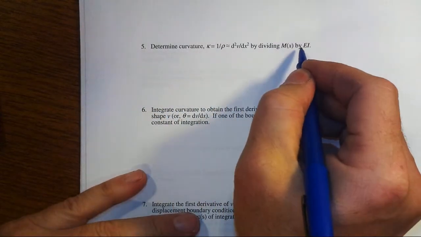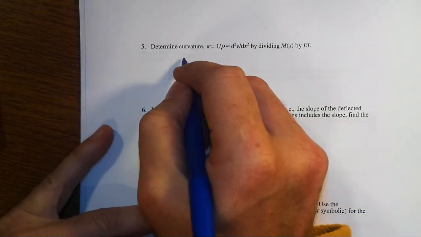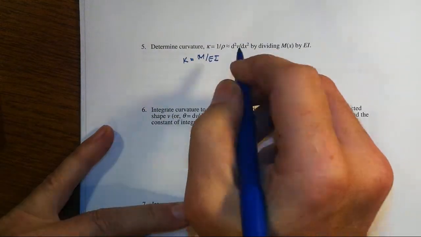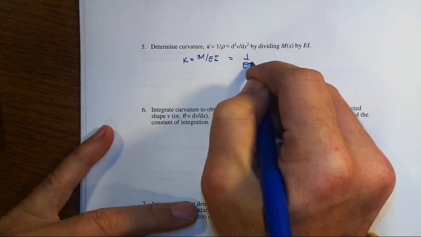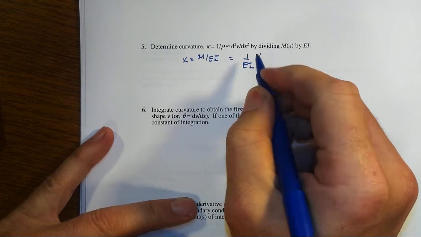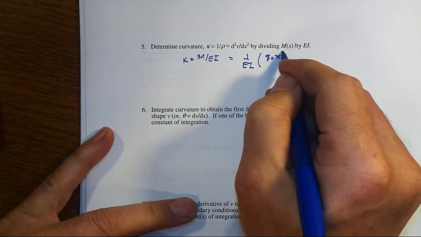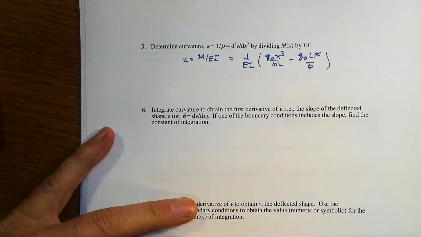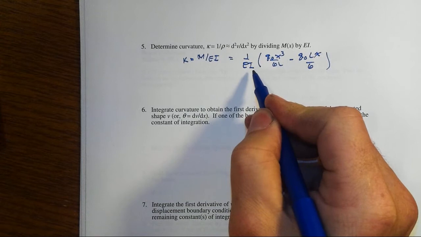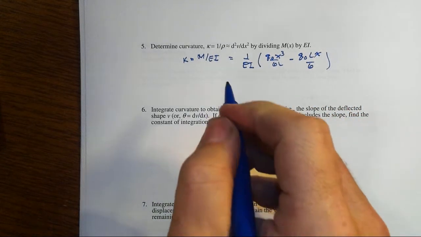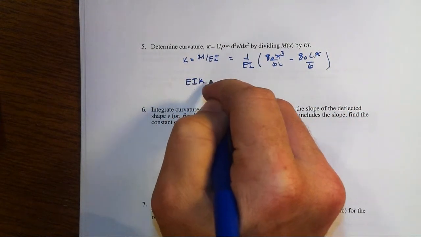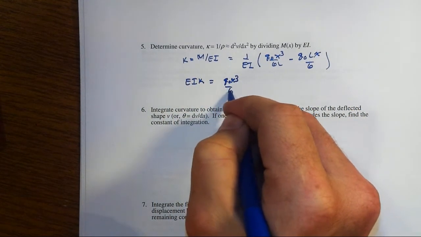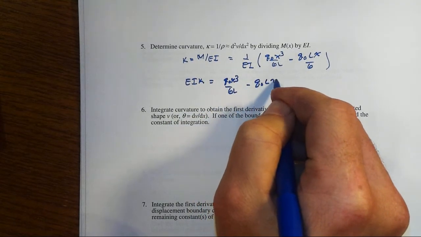Alright, curvature is our next step, and curvature is equal to M over EI. So we take whatever we found for the moment function and we divide by EI, and here would be this expression. Now usually E and I are not functions of x for most of the problems that we're working with, and so a lot of times people will find it more convenient to take the EI over here and just work with it in that form.